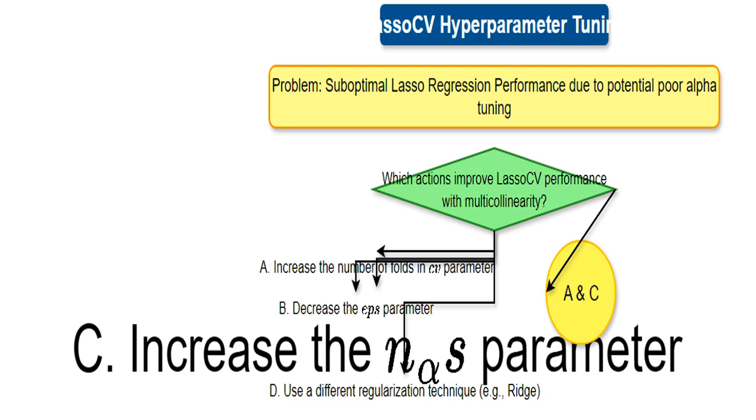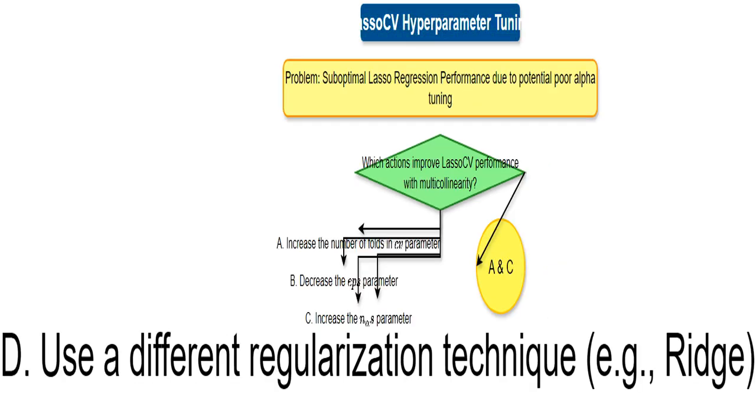This improves the chances of finding a better alpha. It's like searching a field with a finer-toothed comb. Ridge regression is an alternative approach altogether. While it is also a regularization method, it handles multicollinearity differently and might be a better choice in certain cases, but it doesn't directly address tuning LassoCV's hyperparameters.